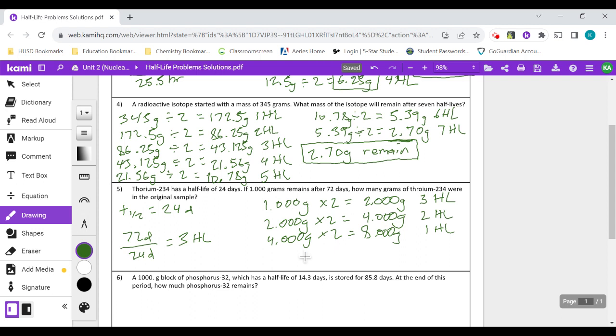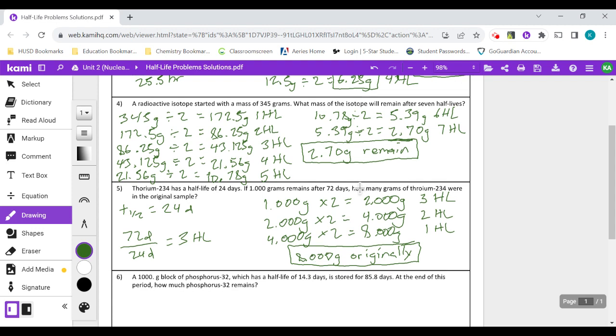So there was 8.000 grams originally. And the reason for that is if we start here at 8.000 grams, divided by 2 would get us to 4. That's 1 half-life. That 4 divided by 2 would get us to 2. That's 2 half-lives. And then that 2 divided by 2 would get us to 1. That would be the third half-life. So if we're starting with 1.000 grams, and we've gone through 3 half-lives, originally we have to have started with 8 grams.